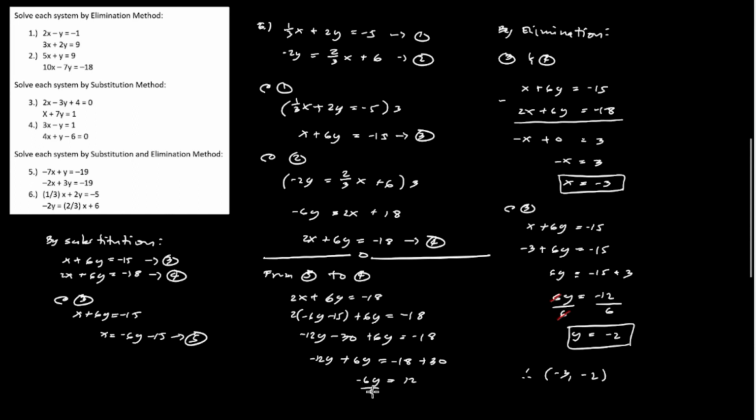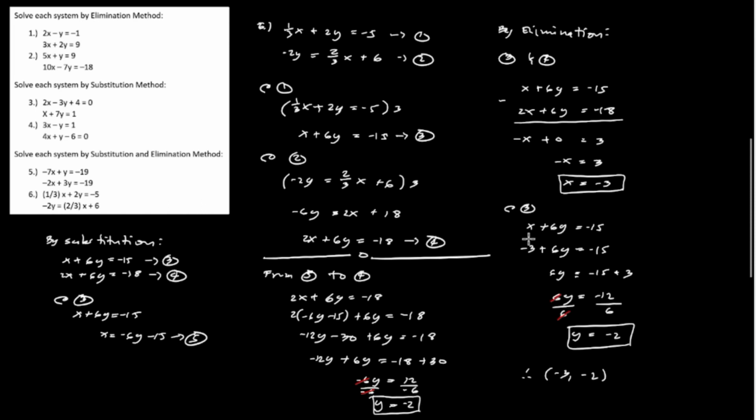And divide everything by negative 6 and cancel out negative 6. So y is equal to negative 12 over negative 6 is negative 2. So therefore y is negative 2.